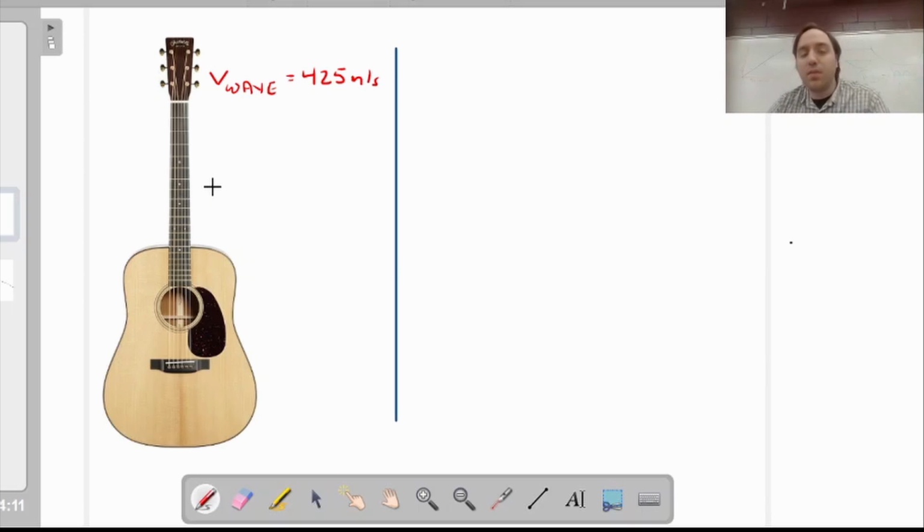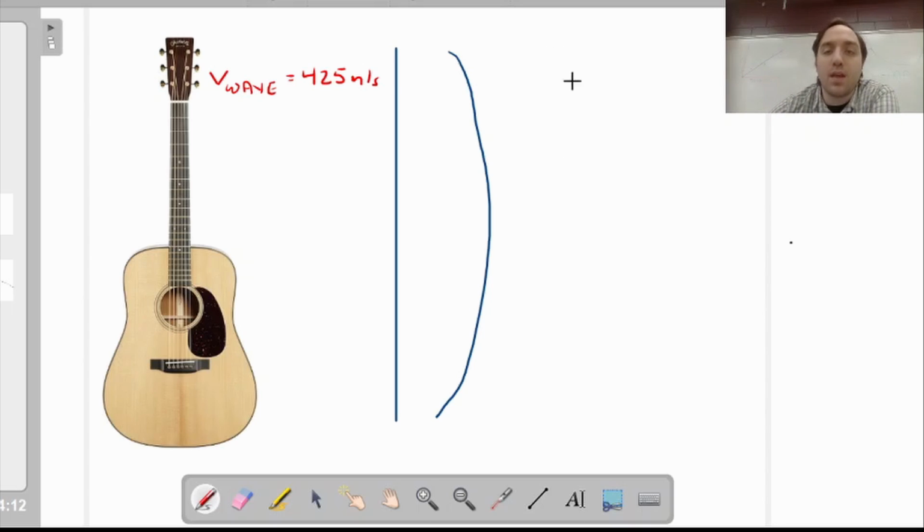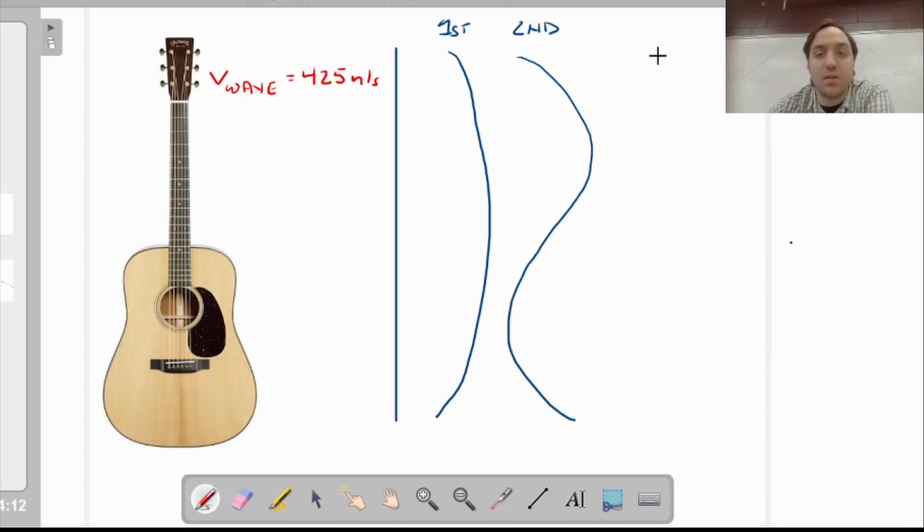If you pluck the string, it starts vibrating, it starts moving. And the frequency at which it vibrates is dependent on the length of the string and is known as its first harmonic. In other words, when I pluck the string, I get a standing wave pattern like so. And by changing where I position my fingers on the string, by changing the length of the string, I change the frequency because the wavelength is also changing. Now, you might get the first harmonic, or the second harmonic, or even possibly the third.